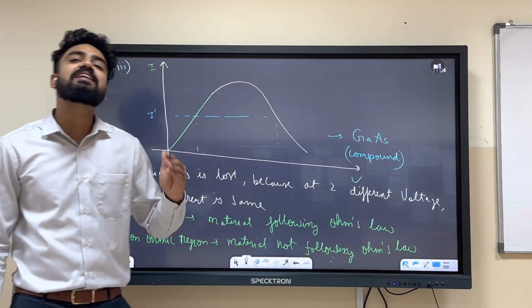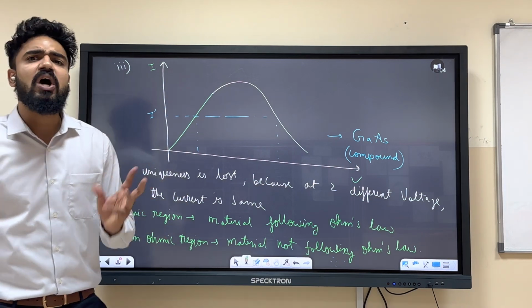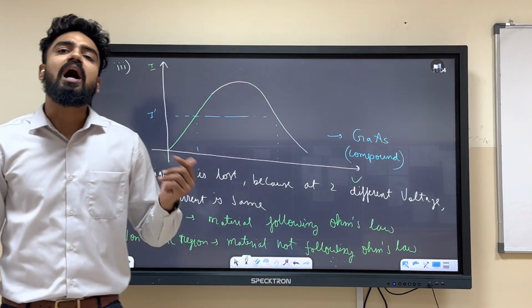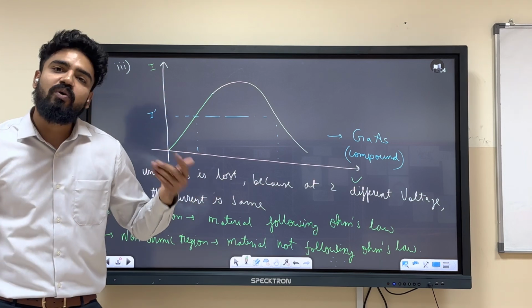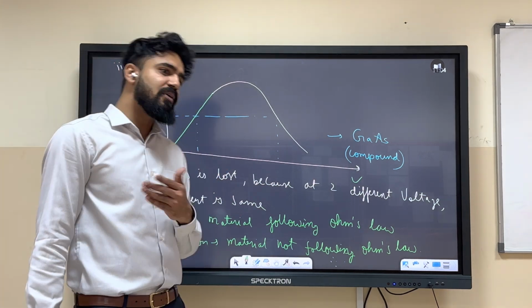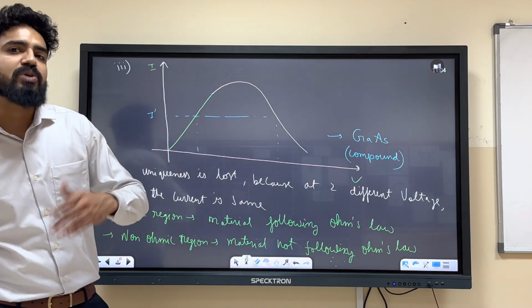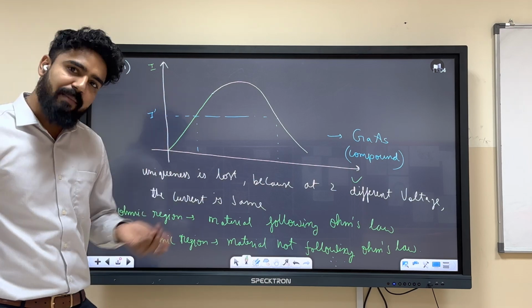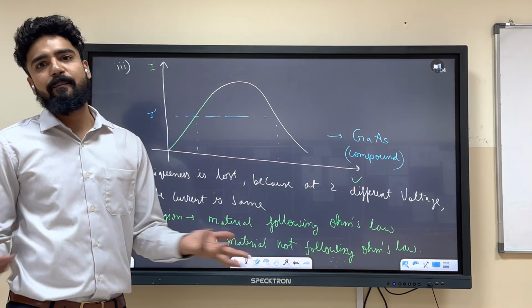And after that, we discussed a few of the limitations of Ohm's law, how the materials behave very differently in very different situations, if the material is metal, semiconductor, or some compound.